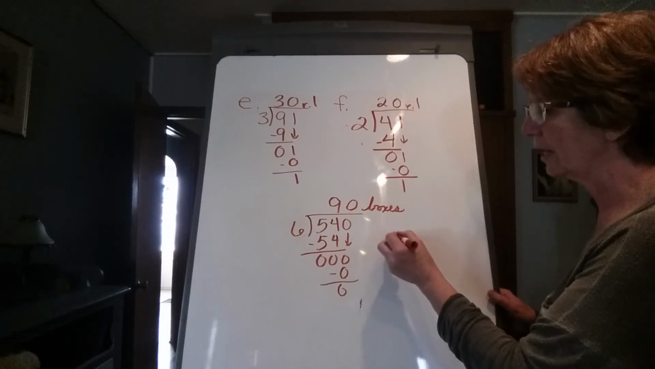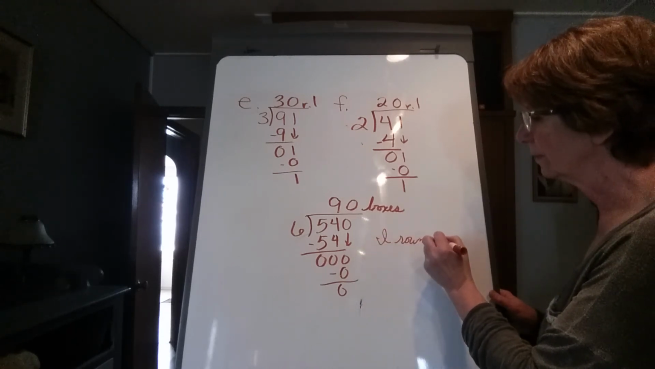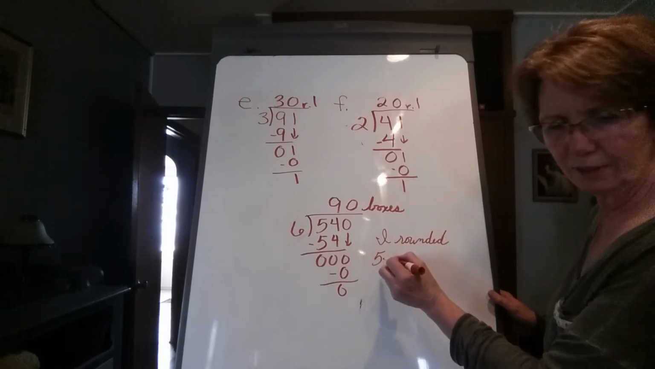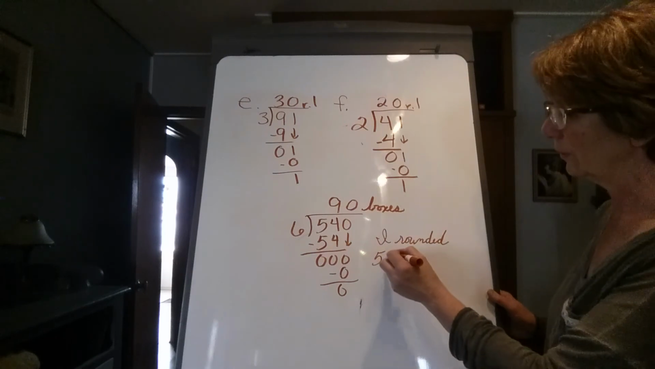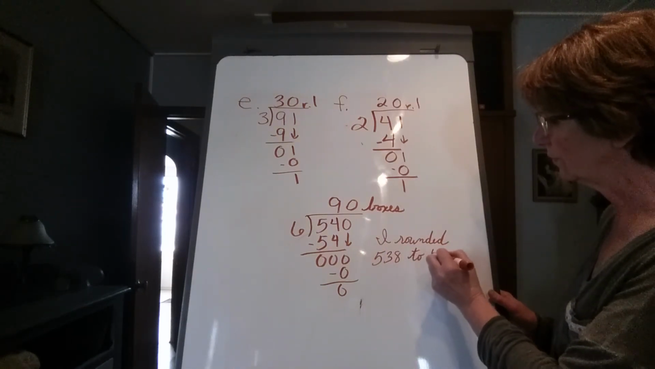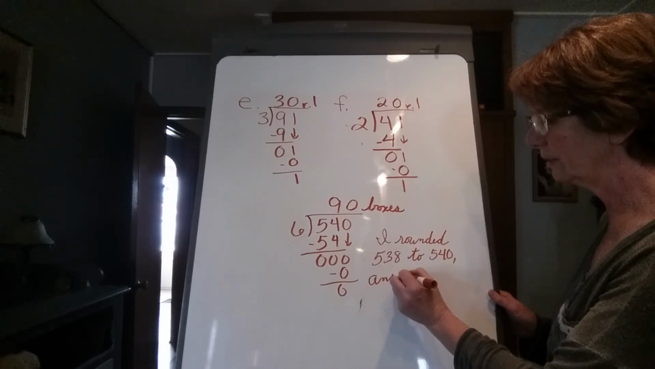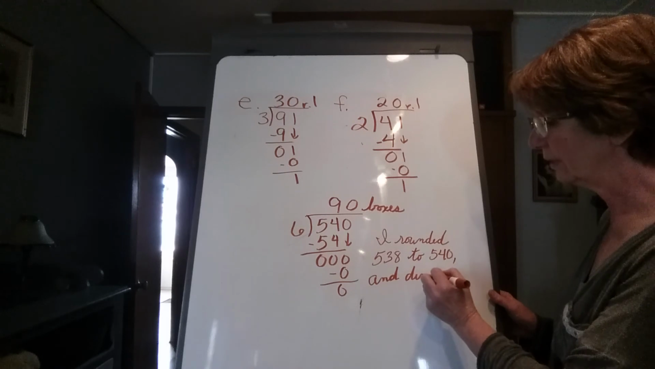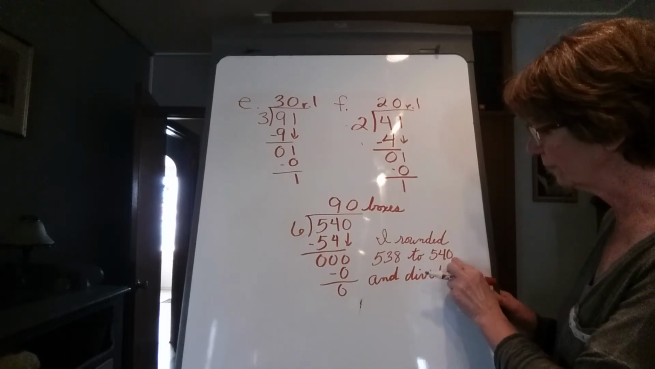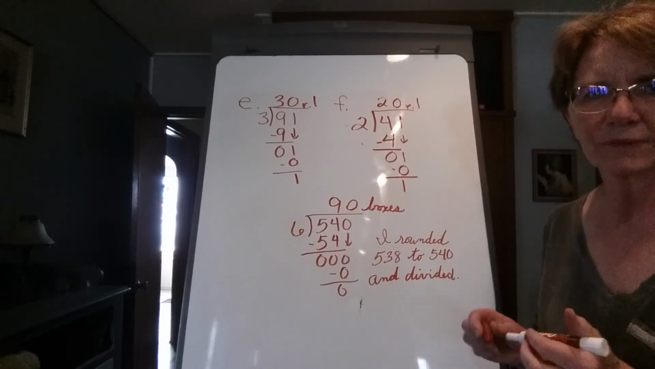All you have to do is say, I rounded 538 to 540, and divided. Guess you don't need that comma there because there's no new subject there, so you don't have to do that.